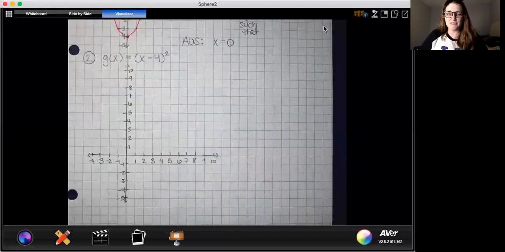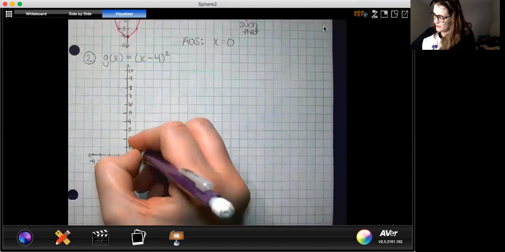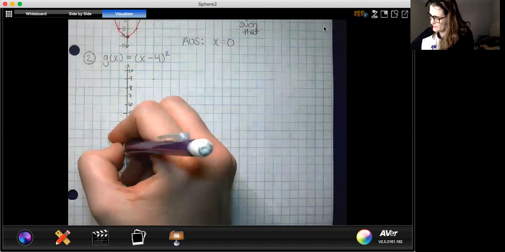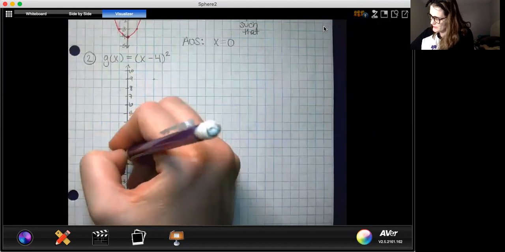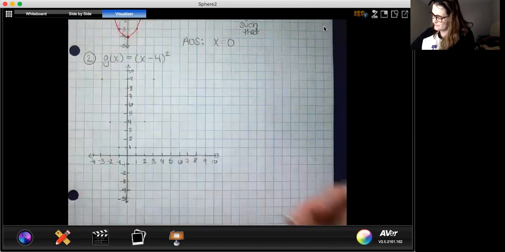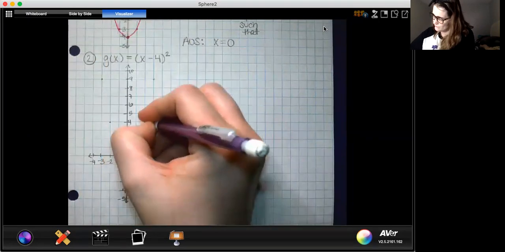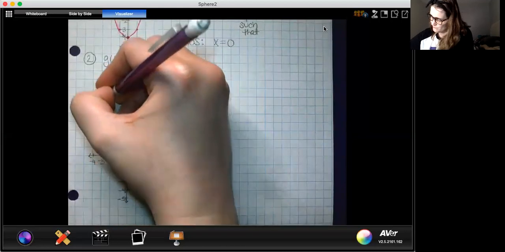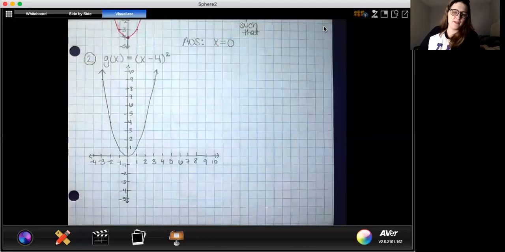Number 2, g of x equals the quantity of x minus 4 quantity squared. So again, we're going to start with that parent function. And remember that parent function will never change. So your graph will always be the same for that parent function, regardless of the new problem that you're working on. Okay, here's our parent function.